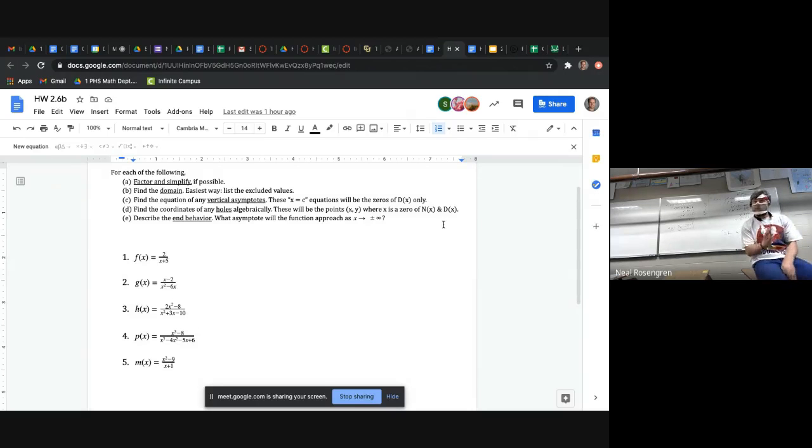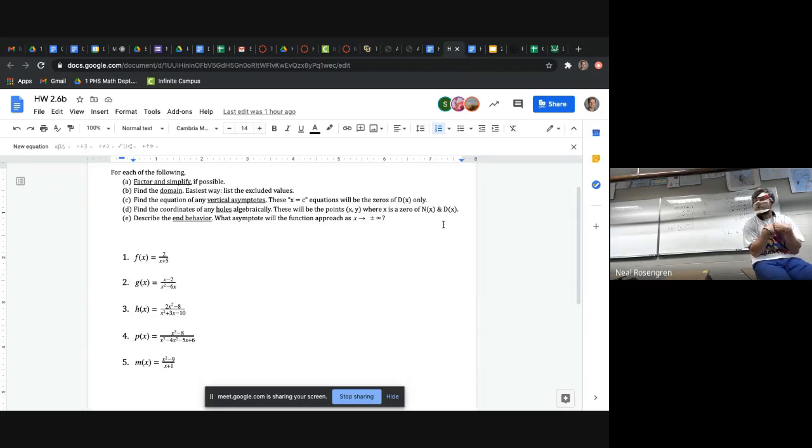What asymptote will the function approach as x approaches? That's that arrow. I want you to read it like that: heads towards, positive, negative. But we've got to do all the other stuff too, right? I want to factor and simplify. I want to be able to find the domain. Easiest way, just list the excluded values.